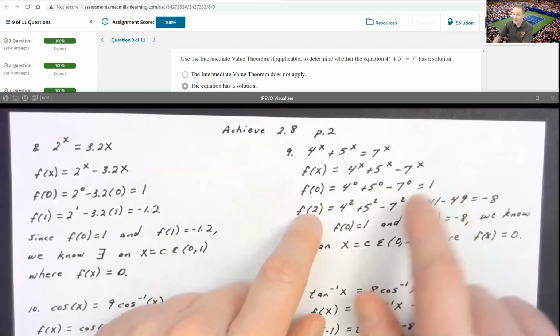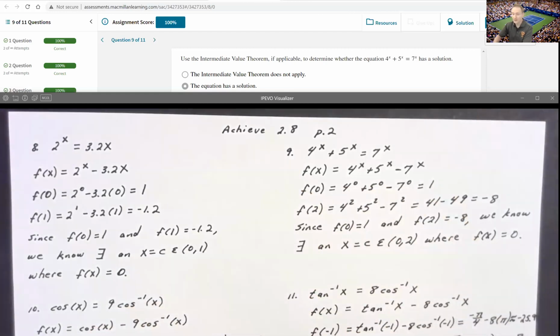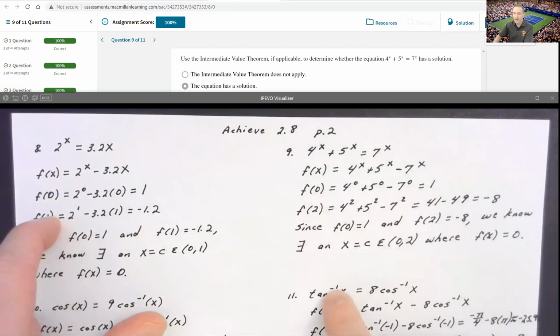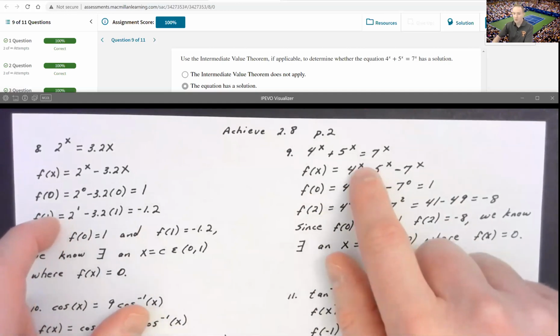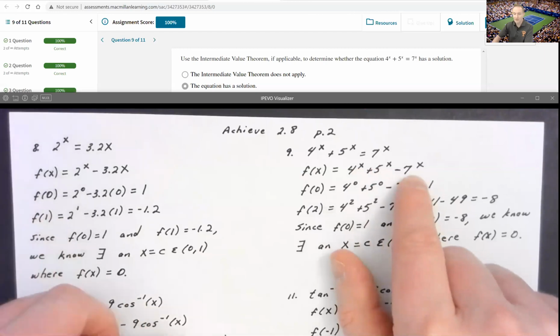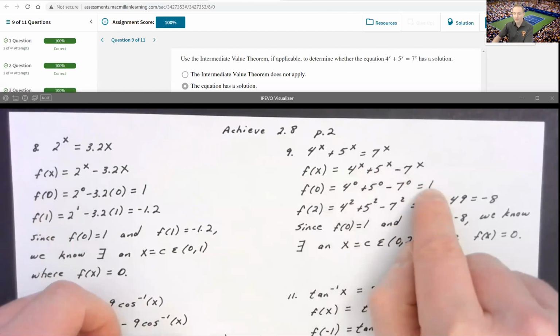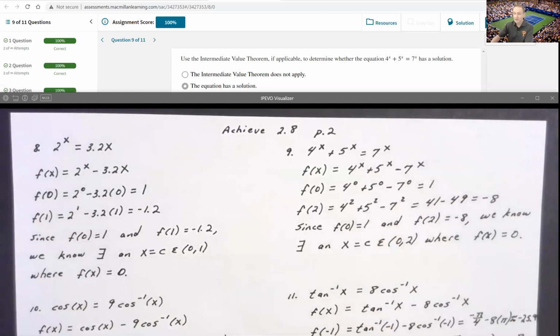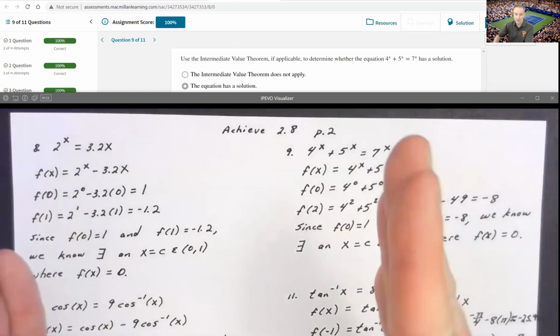Now, I need to choose another x value that gives me a negative. Unlike last time, I can't just go to 1. In fact, I thought about it in my head, but if I just go to 1, I'm going to get 4 plus 5 minus 7. That's going to be a value of 2. Does that help? No. I need one positive y value and one negative y value to ensure that there's a y value of 0 somewhere in between the x values.